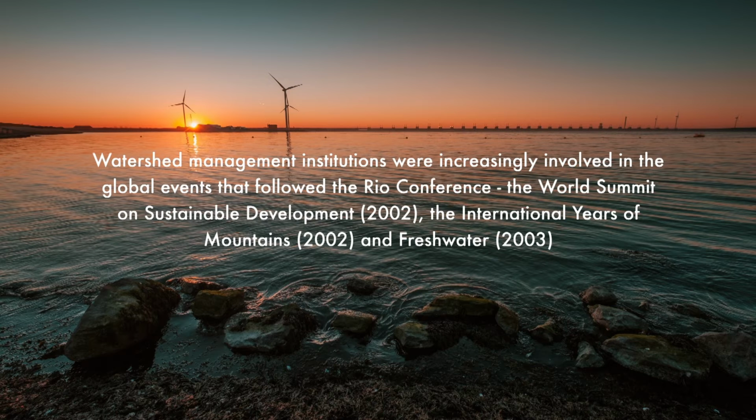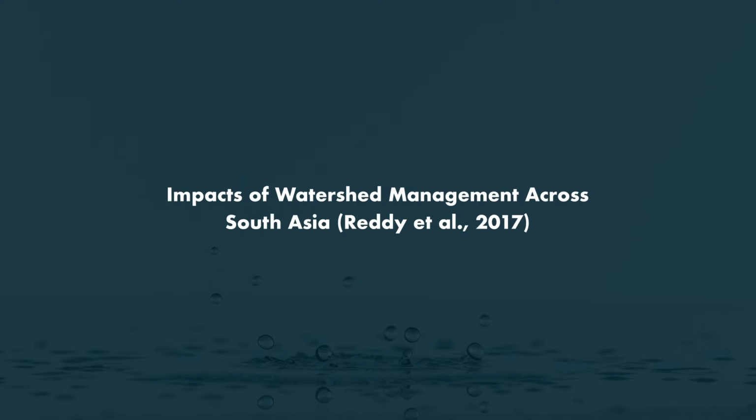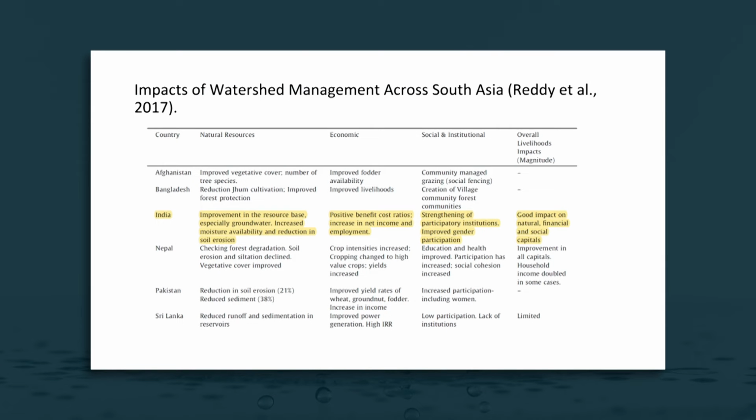When we look into the impacts of watershed management, especially across South Asia, you will find that in Afghanistan, it improved vegetative cover and number of tree species. Economically, it improved availability of fodder. Likewise, from a social institutional perspective, you will find the watershed has community managed grazing areas and social fencing. In the case of Bangladesh, we will find the creation of village community forests.